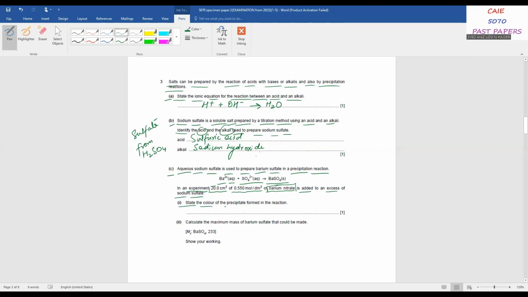State the color of the precipitate formed in the reaction. You have to write the color of the precipitate, that is BaSO4. It's always white, so we'll write white here.